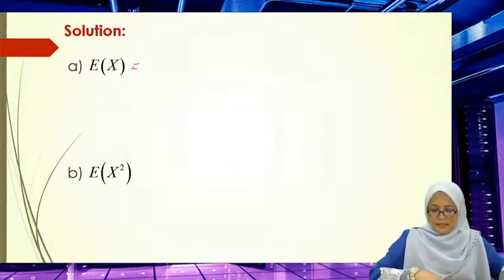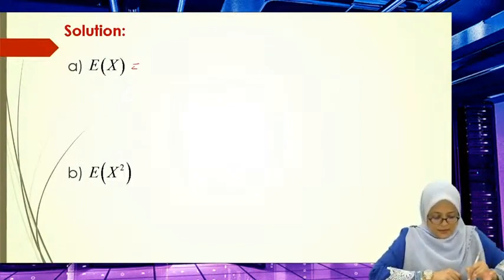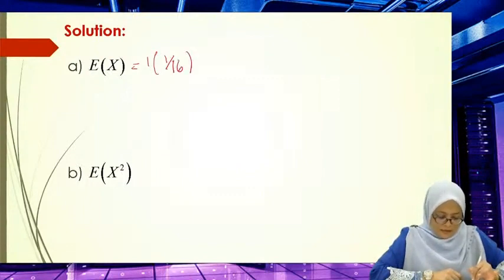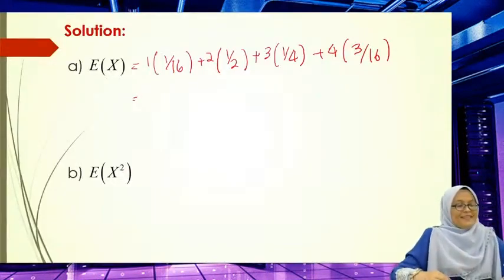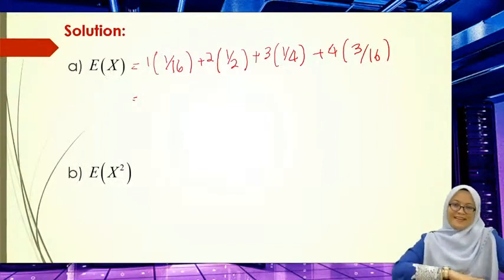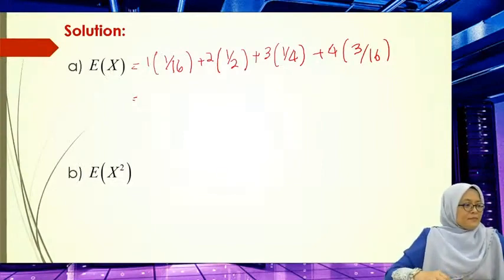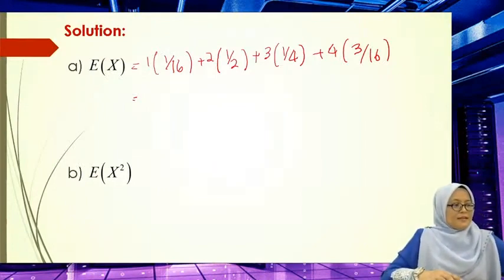Okay, so boleh cari sekarang. So you ada 1 times 1/16, 2 times 1/2, plus 3 times 1/4, plus 4 times 3/16. Okay, saya minta maaf ada technical problem. Okay, dah kira expectation of x. Okay, so Bun dah dapat dah 41/16. Betul tak 41/16?